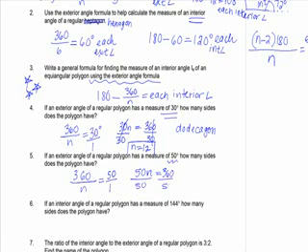Divide out the 50. Very good. 7 and a fifth. That would be our value of n. But let's take a step back. This n is supposed to represent a number of sides. Can we have 7 and 1/5 sides? No. So really your answer would be not possible, because you must have a whole number of sides.